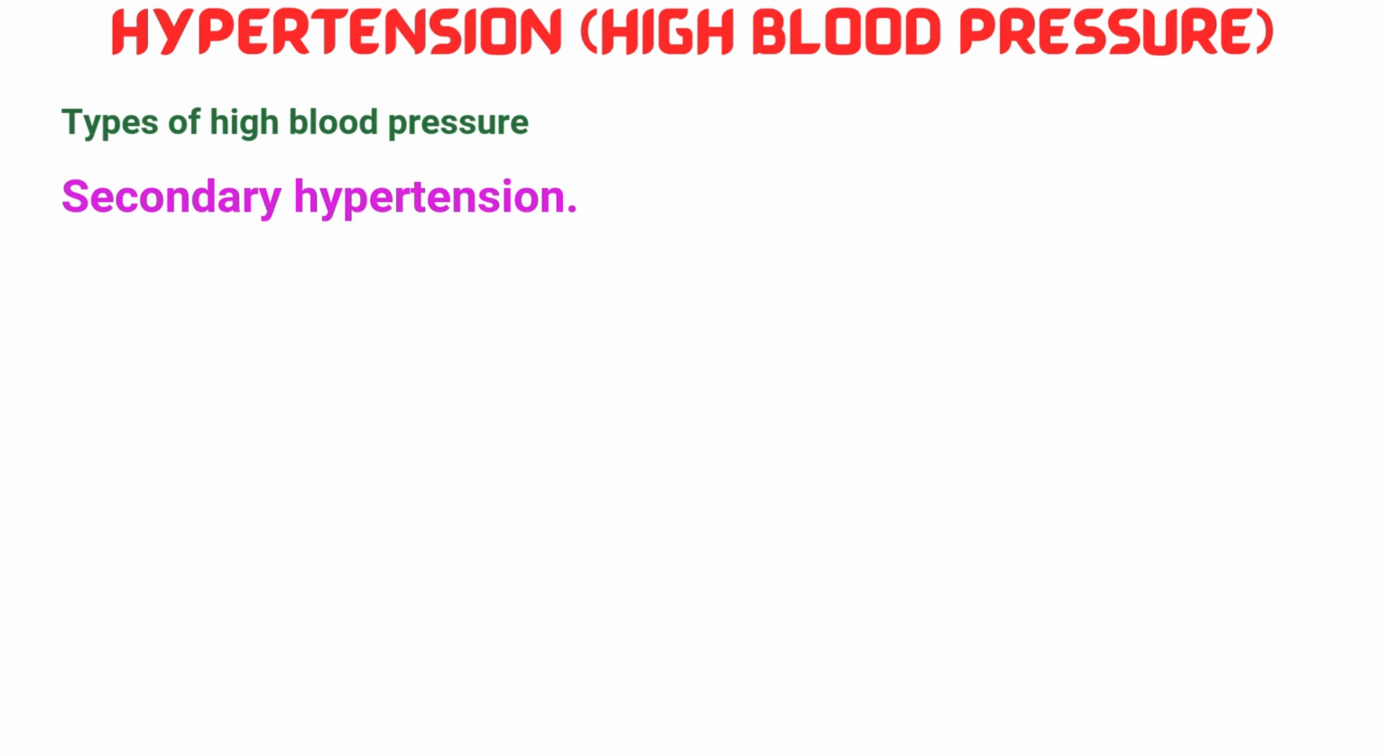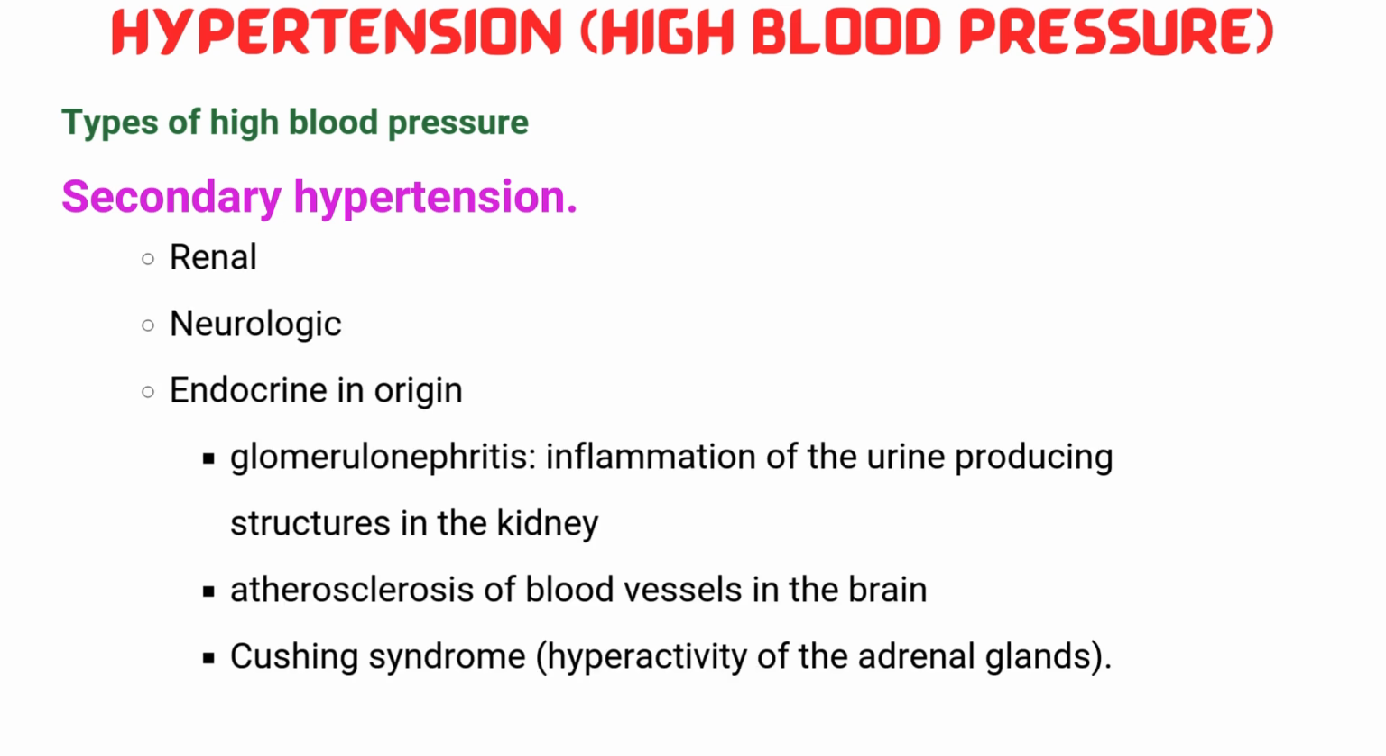Next is secondary hypertension. Causes of this type of high blood pressure include different medical conditions or medication the patient is taking. Secondary hypertension is associated with an underlying disease which may be renal, neurologic, or endocrine in origin.